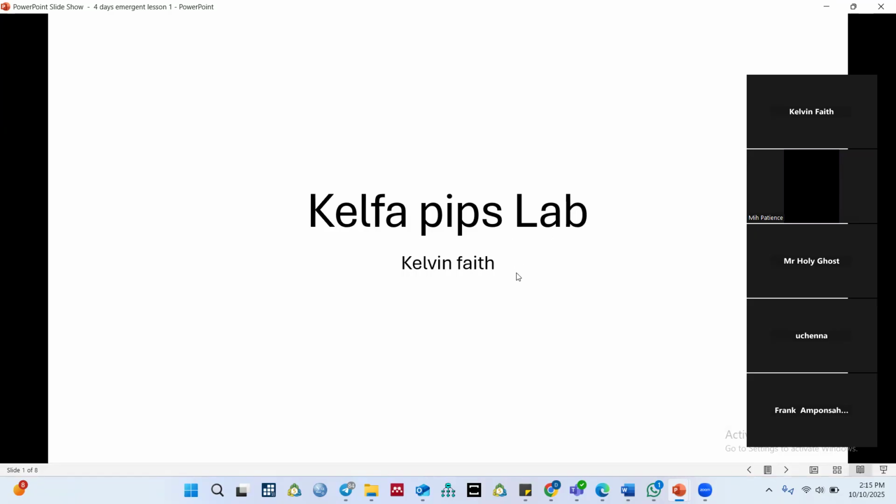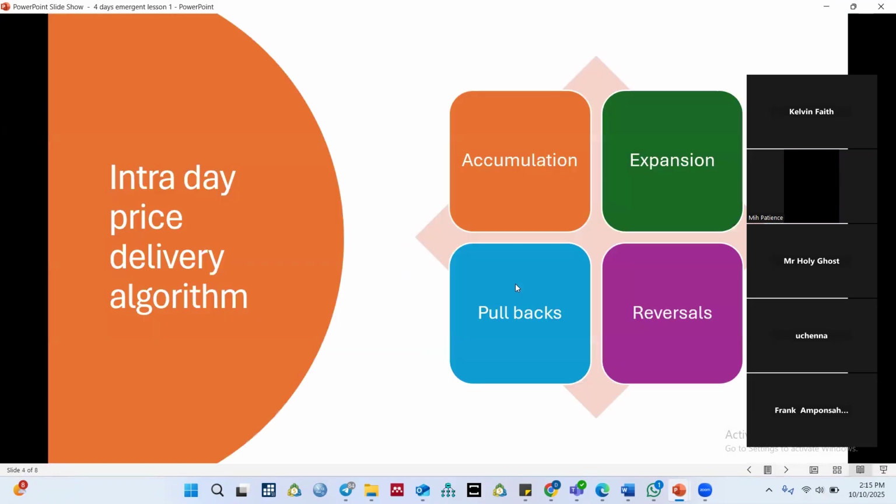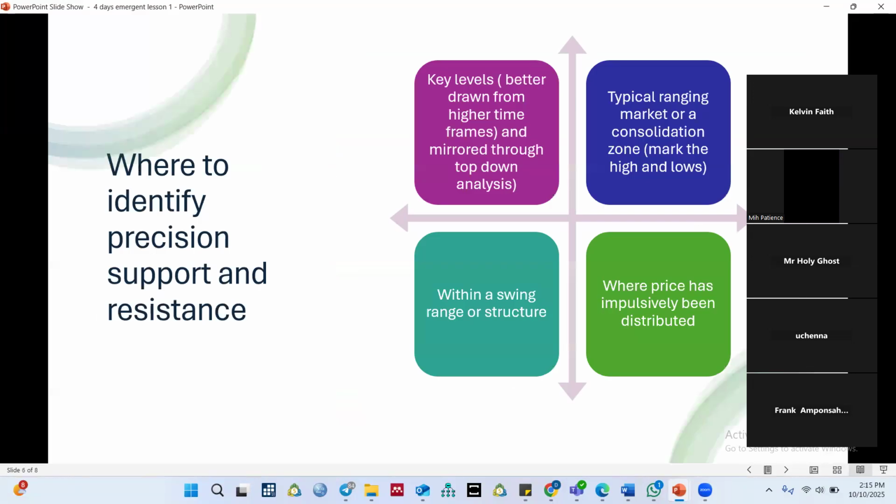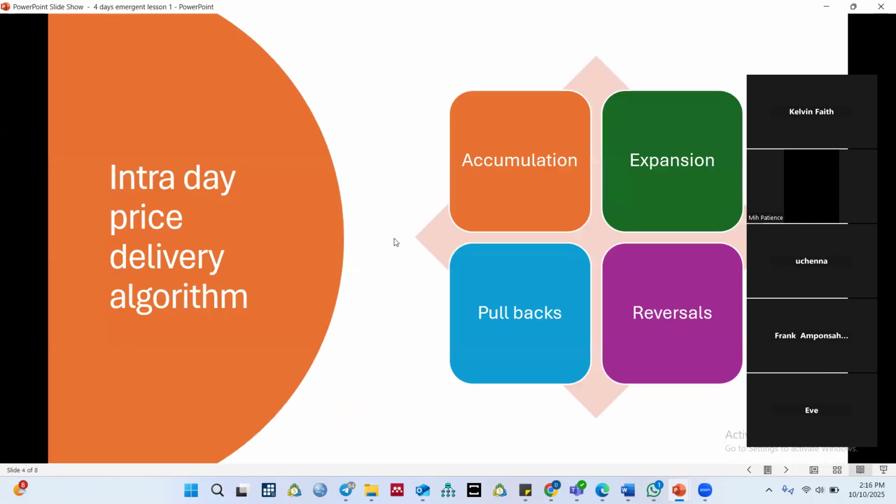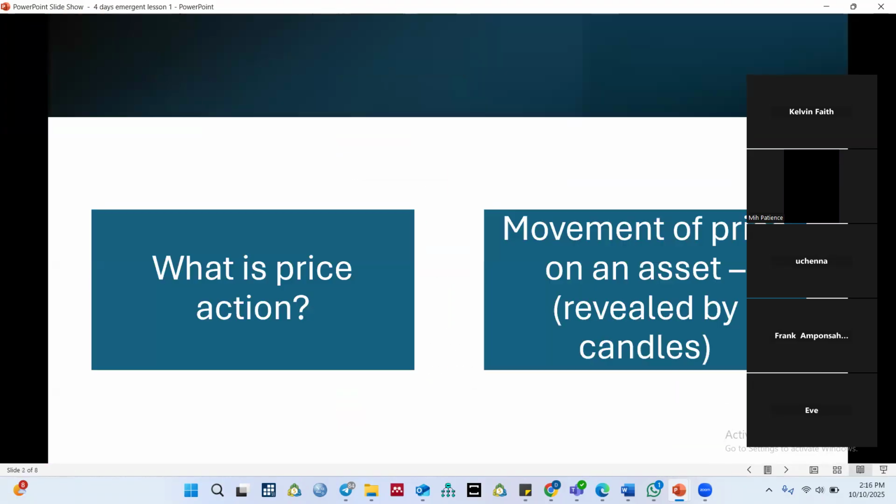Yeah, you asked a very valid question, and as a matter of fact, it's part of what we're going to talk about today: where to identify precision support and resistance. So it's on one of my slides. Okay, all right, sir, good. So we'll look at it. Any other question from yesterday?